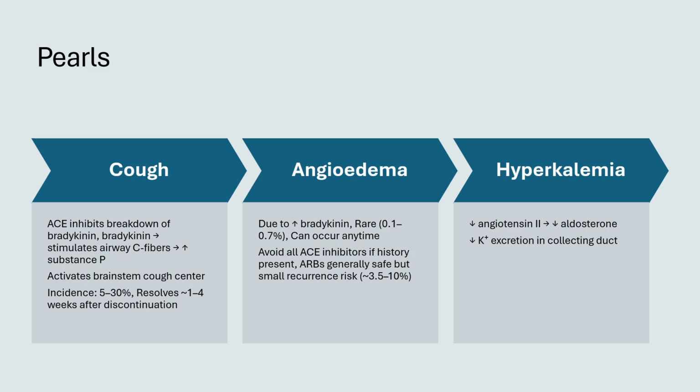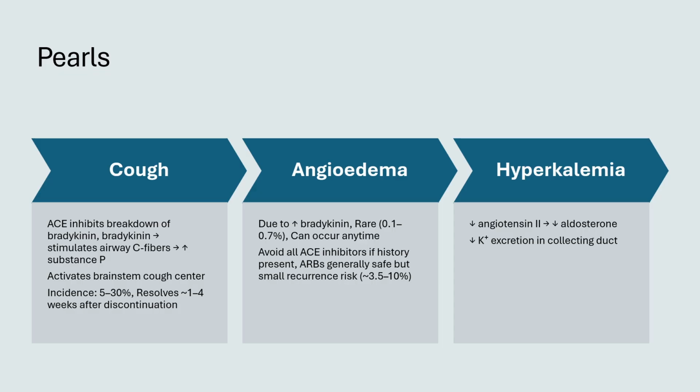The American Academy of Allergy, Asthma, and Immunology recommends that patients who develop angioedema on one ACE inhibitor should not be switched to another ACE inhibitor, as this is a class effect. Most patients who experience ACE inhibitor-induced angioedema can safely use ARBs without recurrence. Switching to an ARB carries a modest risk of recurrent angioedema, somewhere between 3.5 to 10%.